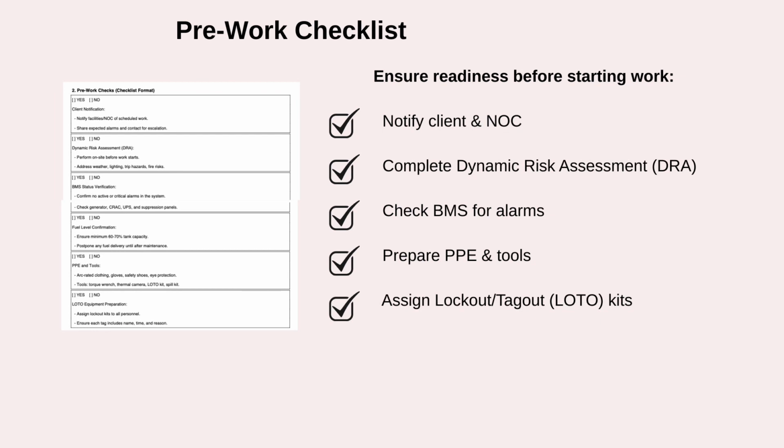Assign and label LOTO kits. That's lockout tagout, a safety system to make sure no one accidentally energizes a piece of equipment while someone else is working on it. For example, when we isolate a generator feeder breaker, we lock it in the off position and tag it with our name, time, and reason. That way, everyone knows the system is offline for a reason, and no one flips it back on until it's safe. So yeah, this part might seem basic, but it's where most jobs go wrong when people rush it. A solid pre-check is what sets up the rest of the MOP for success.